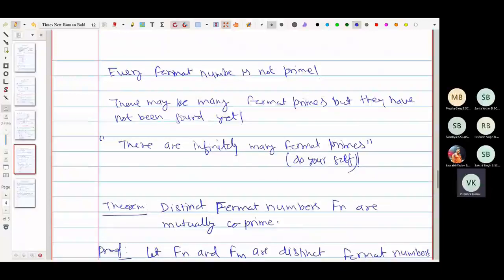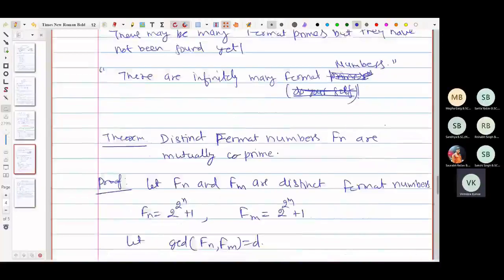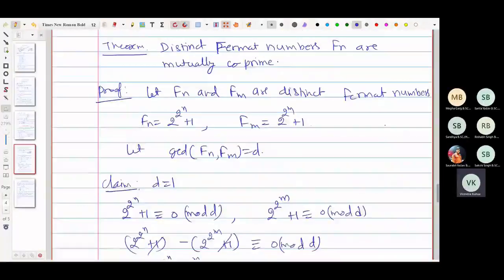I was trying to say that it is not proved that there are infinitely many Fermat primes. Of course it depends on n. I forgot these things. It is not proved whether there are infinitely many Fermat primes or not. Similar is the case with the Mersenne primes also.